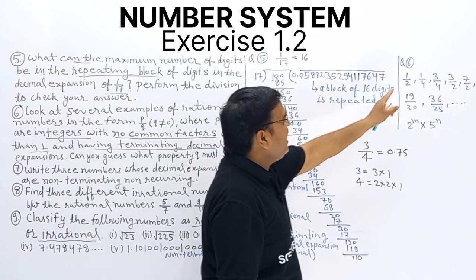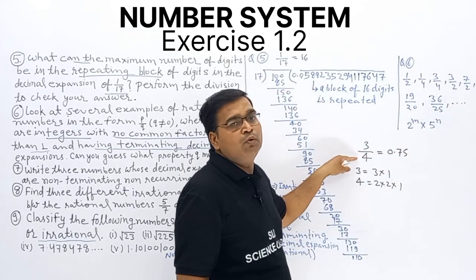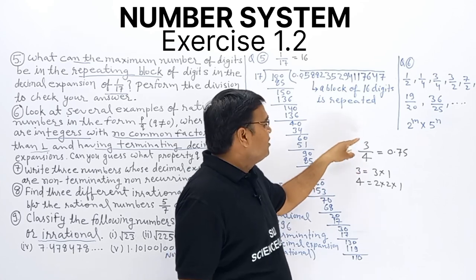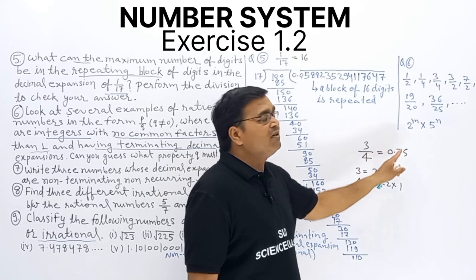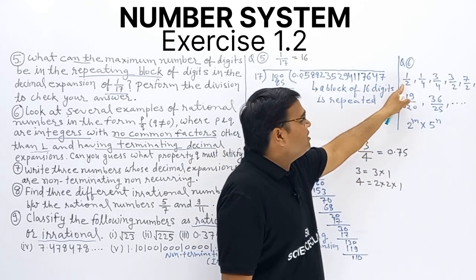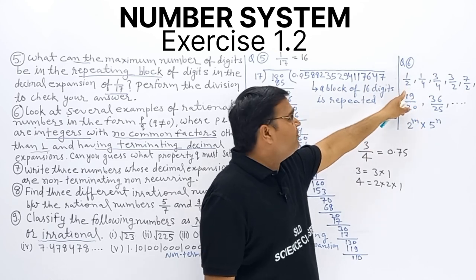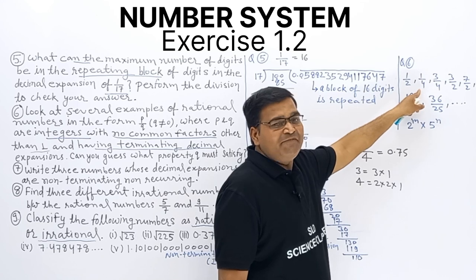Terminating होना चाहिए. तो हमें ऐसे कुछ एग्जांपल्स की बात करनी है जिनमें P और Q इंटीजर्स होने चाहिए, दोनों का कोई कॉमन फैक्टर नहीं होना चाहिए अदर देन वन, और उनका रिजल्ट क्या होना चाहिए? Terminating. So 1 and 2, this is terminating, result is 0.5. 1 by 4, it is terminating, 0.25.